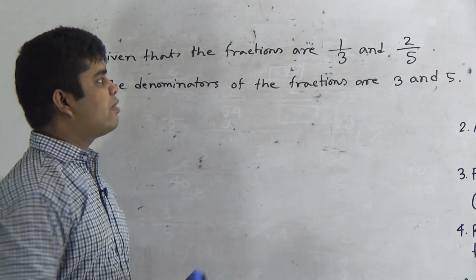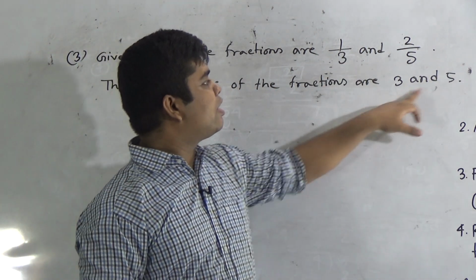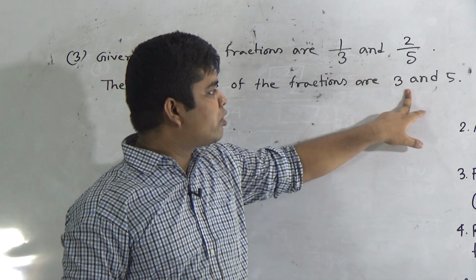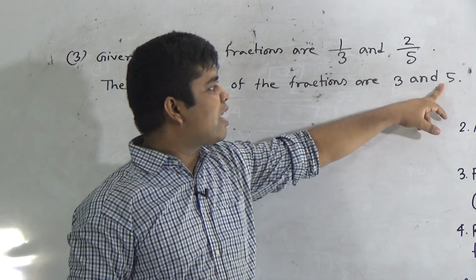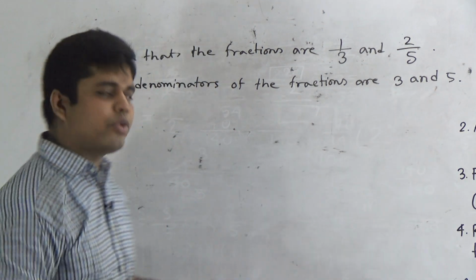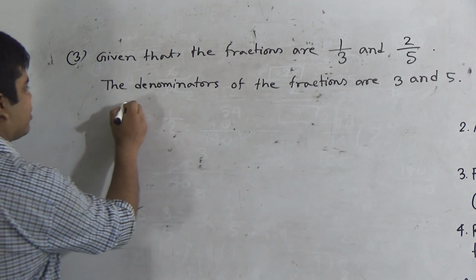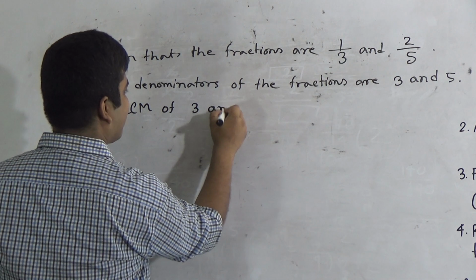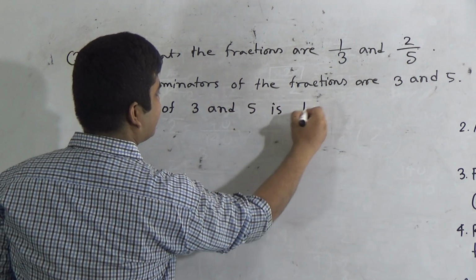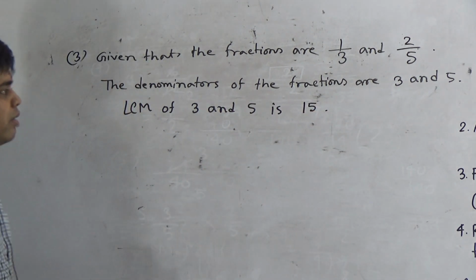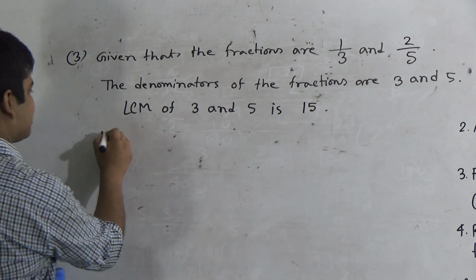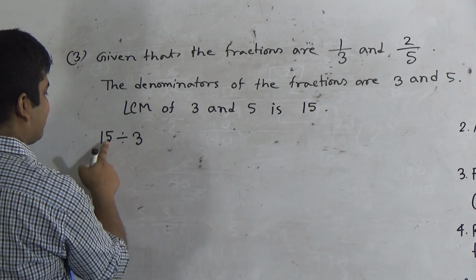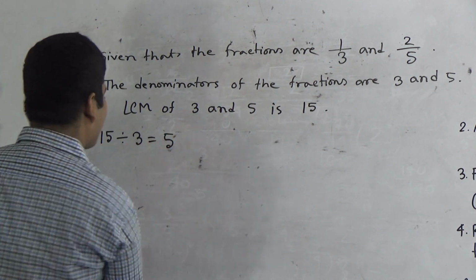So, now we find out the LCM of these two denominators, which are 3 and 5. Dear student, notice there is no common prime factor between 3 and 5. So, their LCM will be their product. That means 3 5s are 15. So, LCM of 3 and 5 is 15. I hope you have understood. Now, we divide this 15 by the denominator of the first fraction 3. If we divide 15 by 3, then we get 5.